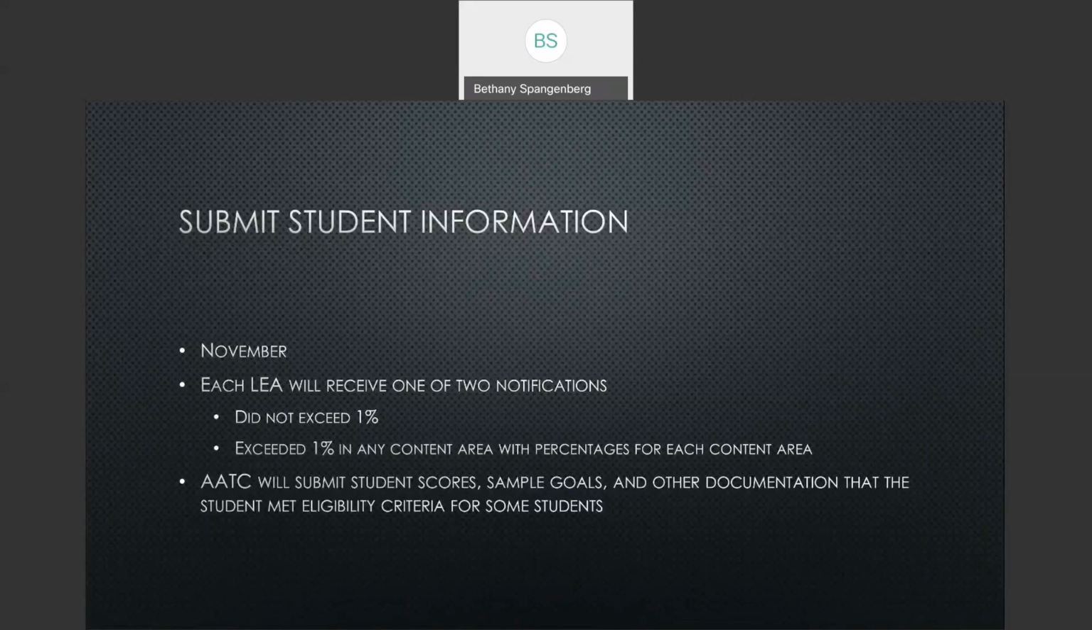The AATC will use the student's MET and IEP, as well as follow-up conversations with the IEP team to submit student scores, sample goals, and other documentation the IEP team used in determining eligibility. AATCs will not need to submit information for all students unless only one or two students participated in alternate assessment at that LEA.